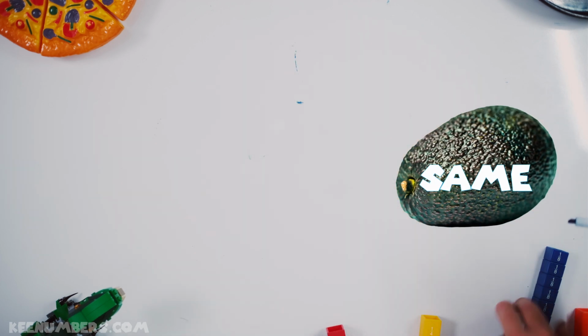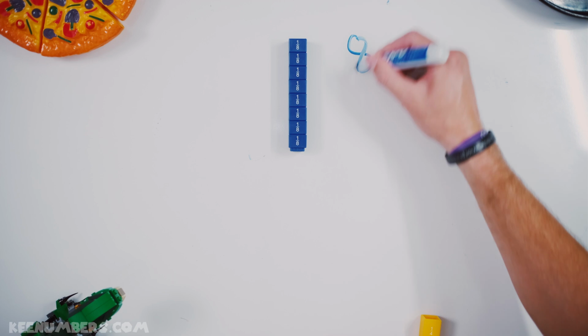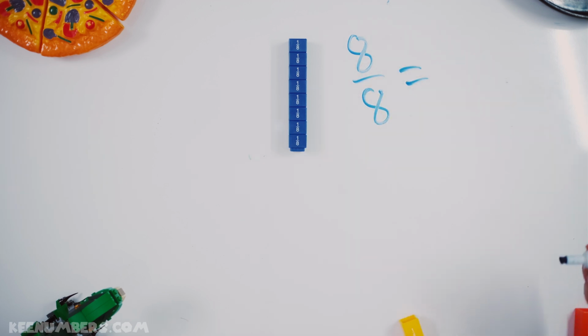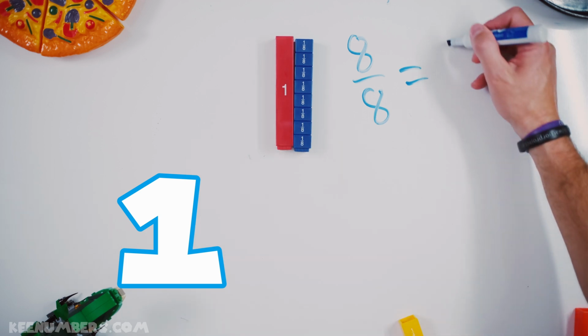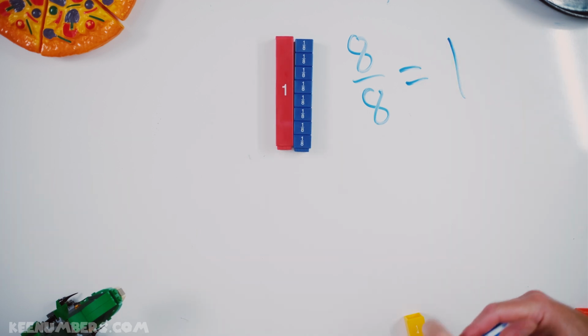What about 8 eighths? Can you see a pattern here? What's that going to be? It's the same thing as 1. Starting to think that any number divided by itself is 1.